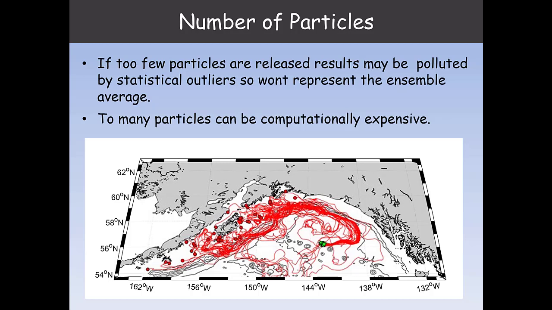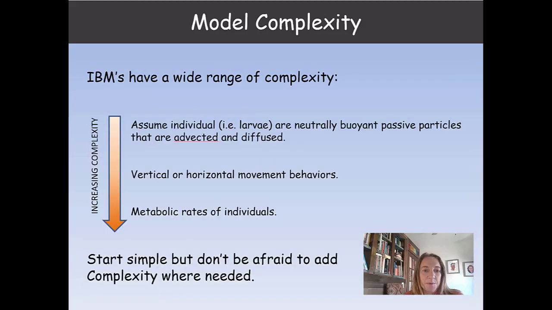However, having too many particles can be computationally expensive, so it's important for us to find the balance of the correct number of individuals in order to resolve your behavior, but not so many that you don't have adequate computer power in order to run your model. Individual-based models have a wide range of complexity, depending on why you're using it or how much information you have about your organism of interest.